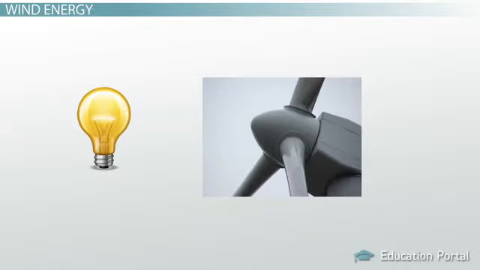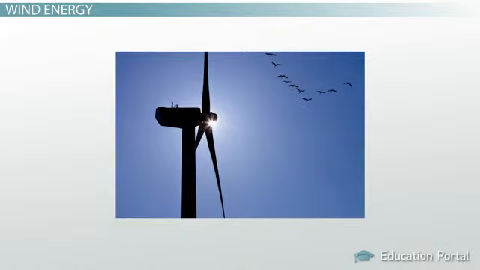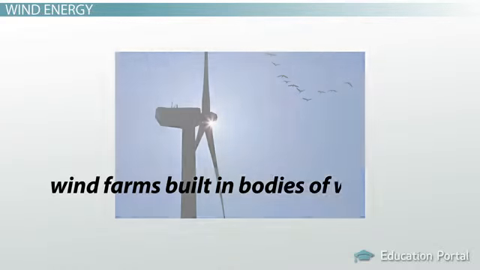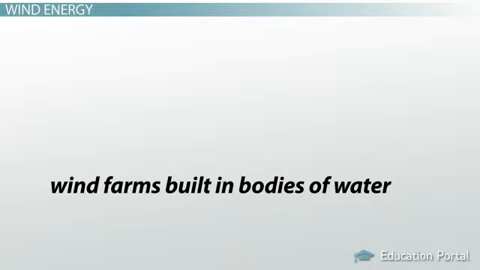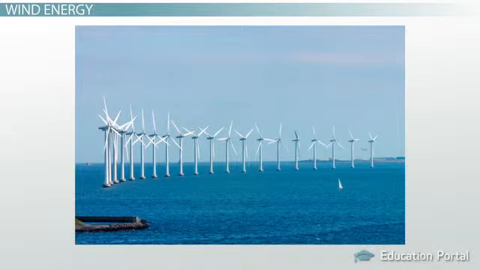Wind turbines can work alone, but they are often found together on wind farms, which are areas of land that contain large groupings of wind turbines. The individual wind turbines within a wind farm work together for increased electricity production. Because wind speeds are often higher over water, there are some wind farms built in bodies of water. These wind farms are referred to as offshore wind farms. Offshore wind farms can increase energy production, but are often more expensive to construct than wind farms on land.